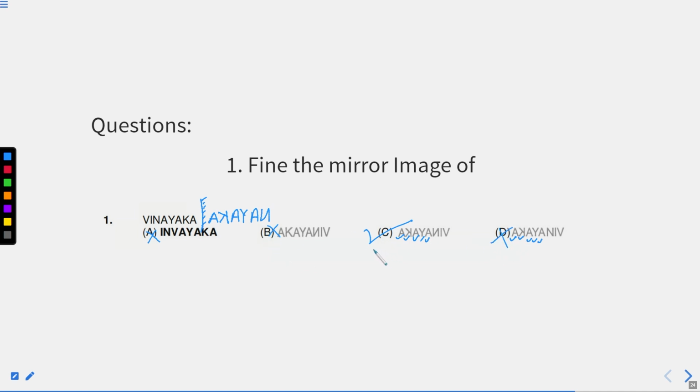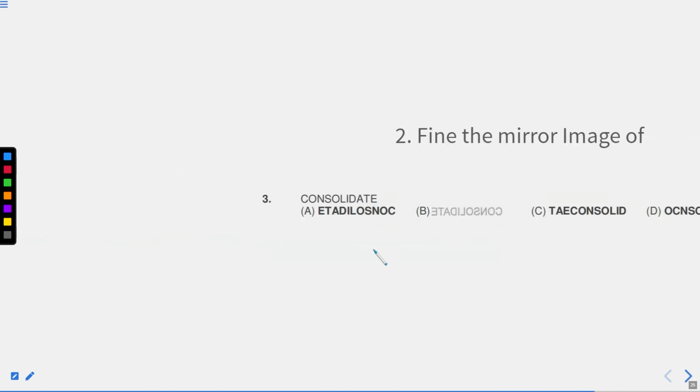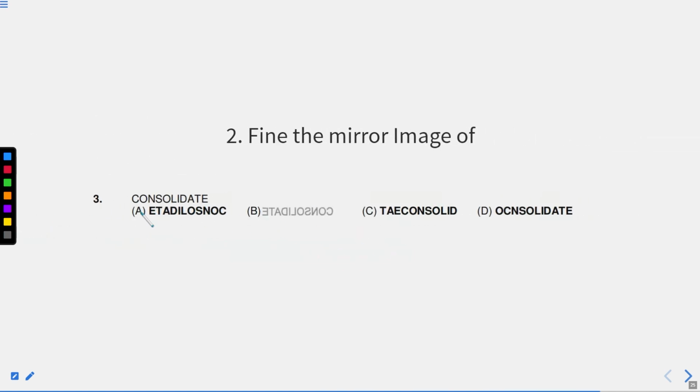Now we'll move to the next question where I want you to find the answer, right? So this is the thing. Take a pause, make sure to find the answer of this particular question. The procedure will remain same. I'll help you out with this. Draw a mirror here and start finding the answer.